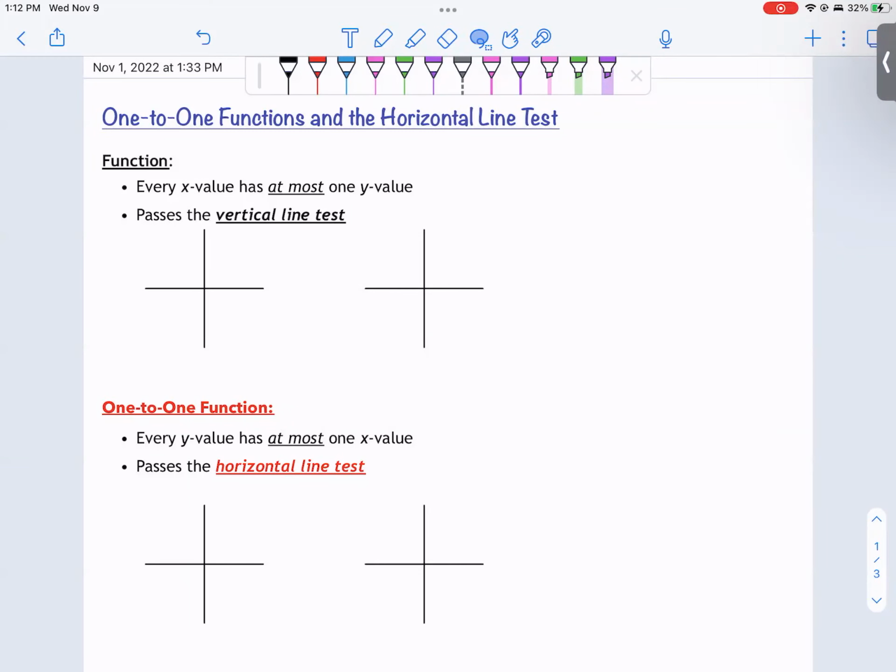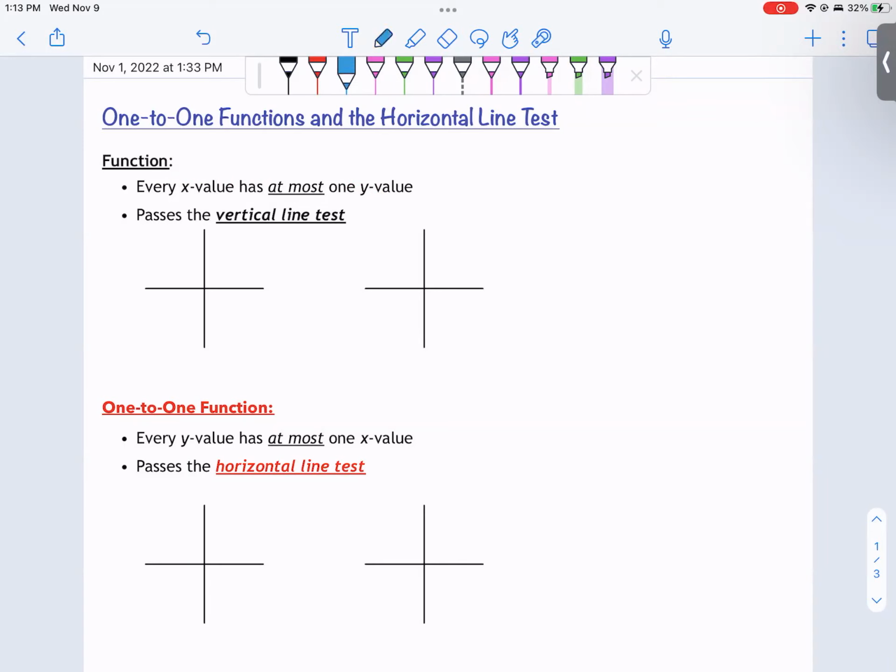One-to-one functions and the horizontal line test. All right. So we've talked about functions before. When we talked about functions, we said that every x value has to have at most one y value. And visually, it needed to pass the vertical line test in order to be a function.